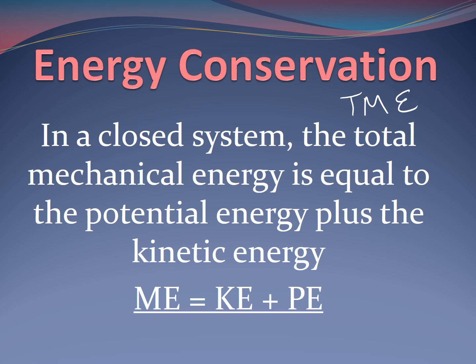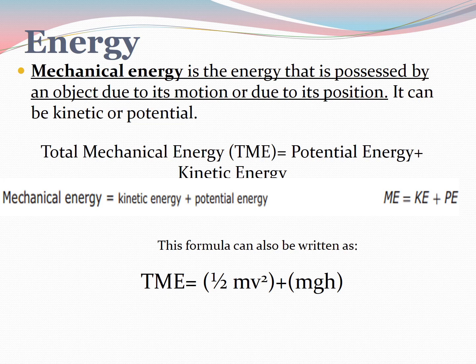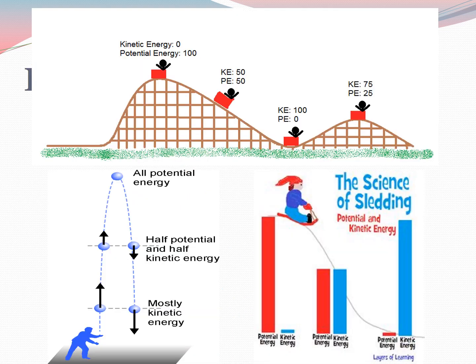Okay, and that makes sense because it's all moving energy. So mechanical energy is due to an object moving, or its position, its movement. So total mechanical energy is potential energy plus kinetic energy. Or we can also write this as TME equals 1/2 mv squared, because this is your kinetic energy formula, plus mgh, which is your potential energy formula.